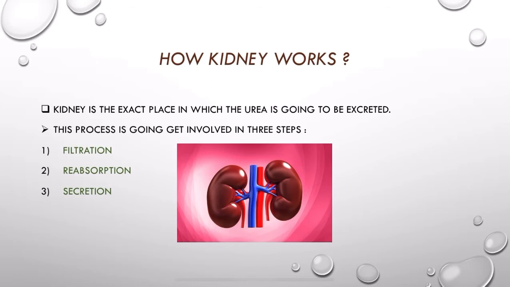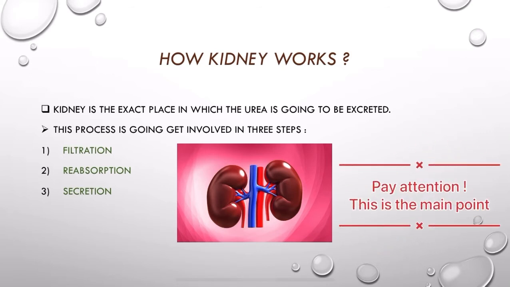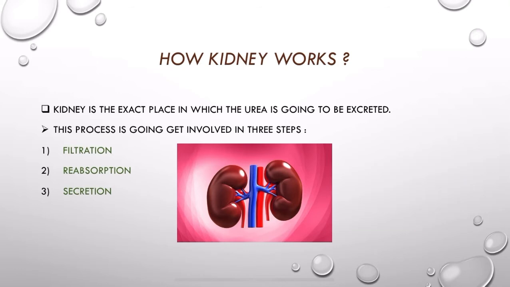So, like an open discussion, how does the kidney work? The kidney is the exact place in which the urea is going to be excreted, not formed, guys, excreted. This process involves 3 steps that we will be talking about in detail. First, filtration, second, reabsorption, and the last part, secretion, which all take place in the nephron, that we will be talking about in the next slides.